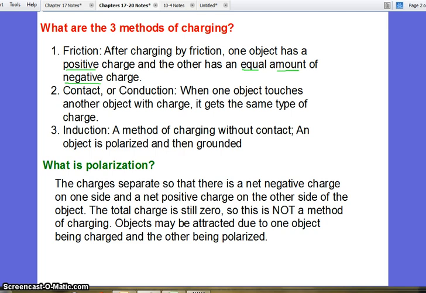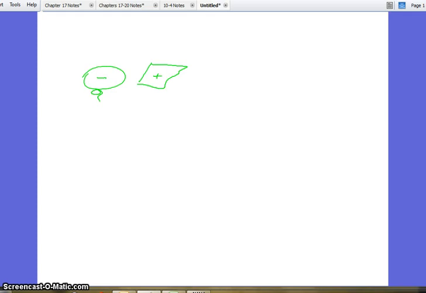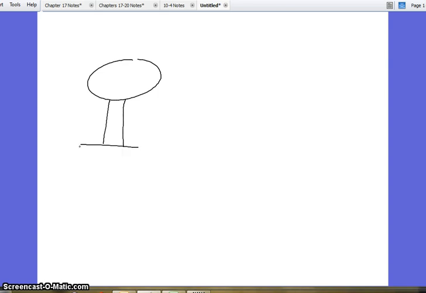The next one is contact, also known as conduction. This is when you touch an object with a charge, and it ends up that you get the same type of charge as the object that you touch. Most times we come across this with the Van de Graaff generator. The Van de Graaff generator, that giant metal ball, has a belt that runs through this tube, and that gives this object a negative charge. A lot of times what we do is we have somebody touch this Van de Graaff generator.